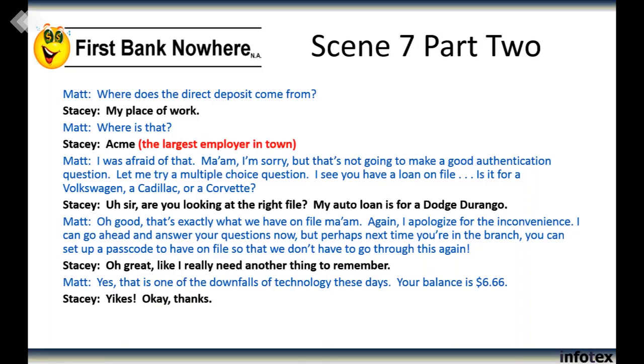Okay, where does the direct deposit come from? My place of work. Oh, okay, and where is that? I work at Acme. Okay, I was afraid of that. Ma'am, I'm sorry, but that's just not going to make a good authentication question. Let me try a multiple choice question. I see that you have a loan on file. Is it for a Volkswagen, a Cadillac, or a Corvette? Sir, are you looking at the right file? My auto loan is for a Dodge Durango. Oh, good. That's exactly what we have on file, ma'am. Again, I apologize for the inconvenience. I can go ahead and answer your questions now, but perhaps next time you're in the branch, you would set up a passcode to have on file so that we don't have to go through this again. Oh, great. Like I really need another thing to remember.